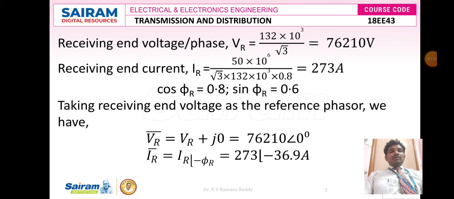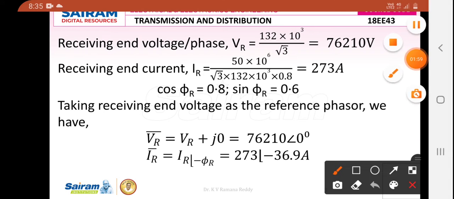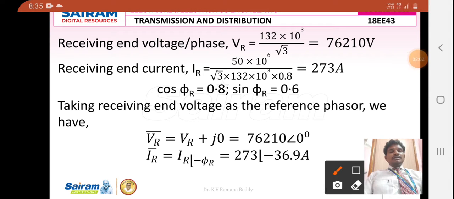The given data in the problem: receiving end voltage per phase. We have to calculate per phase because they gave the line voltage. So per phase voltage VR is equal to line voltage divided by root 3, that is 132 into 10 power 3 divided by root 3, which becomes 76,210 volts.